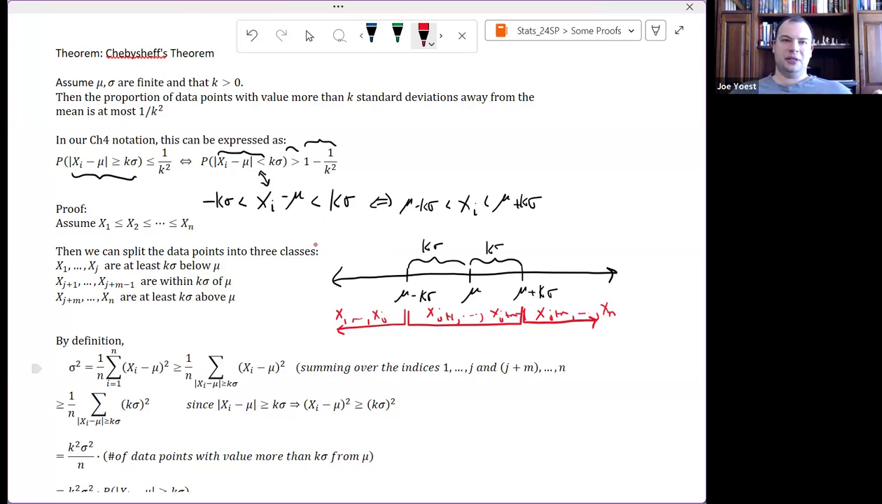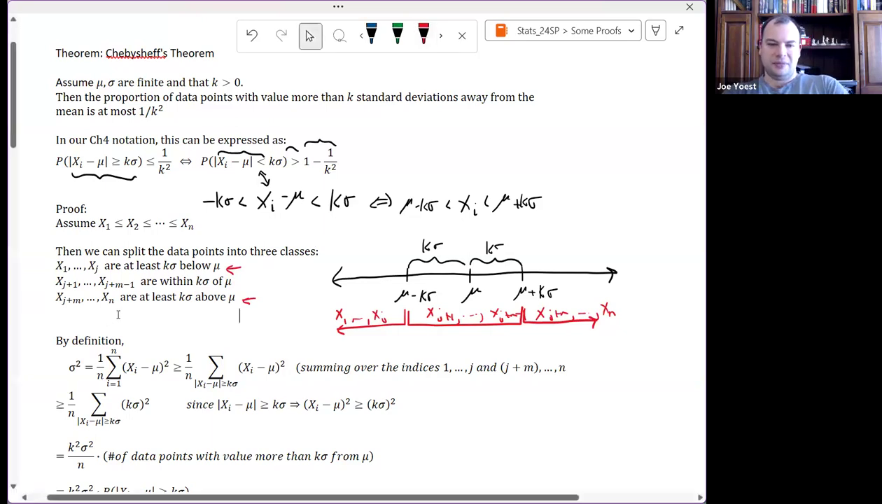The middle class are the ones within k standard deviations from the mean, and the left and right classes correspond to these beginning and ending data points.